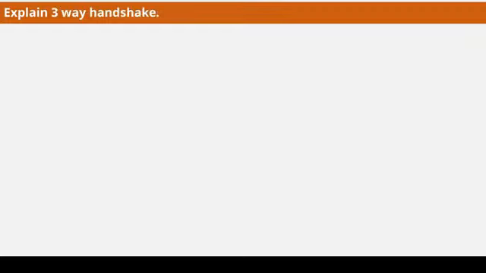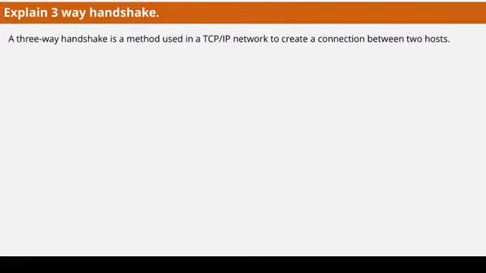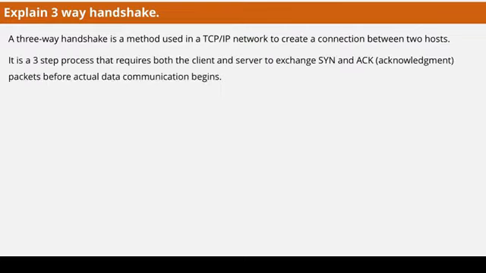Explain three-way handshake. A three-way handshake is a method used in TCP/IP networks to create a connection between two hosts. It is a three-step process that requires both the client and the server to exchange SYN and acknowledgement packets before actual data communication begins. The process is as follows.